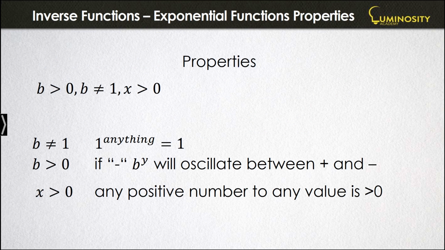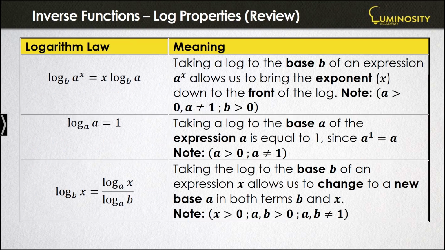Now, there's some properties that we need to go over. First of all, b has to be greater than 0. And this is true because if b was less than 0, when you take b to the y, it'll oscillate between positive and negative values. b also cannot be equal to 1 because 1 to any power is just 1. And x has to be greater than 0 because any positive number to any value is greater than 0.